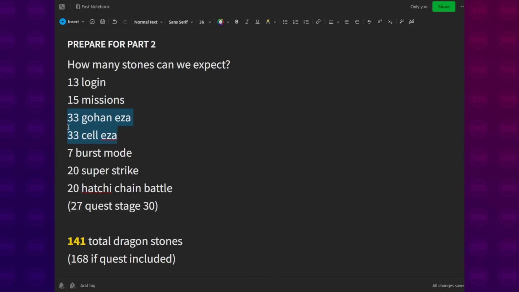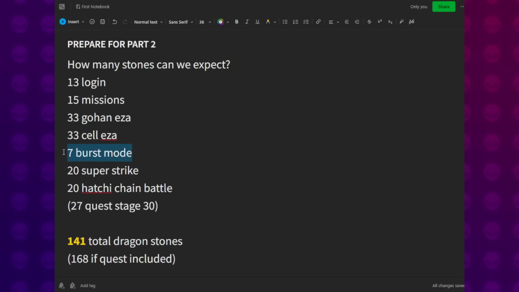So whether or not you care about the character's EZA, the good news is you're getting 66 Dragon Stones just from those two events. And I think a lot of people were very happy about that with this announcement, not even about the unit's EZAs themselves, but just about the fact that you're getting over a free multi and then some, which is great. Then we're getting 7 Dragon Stones during Burst Mode.